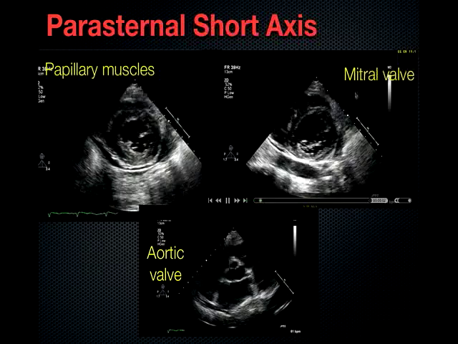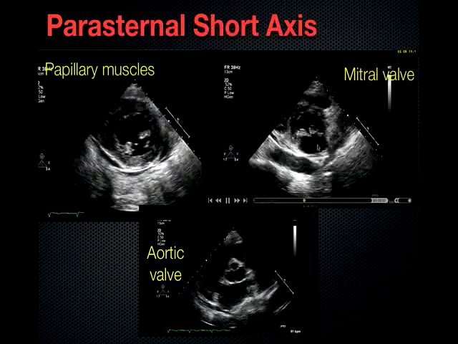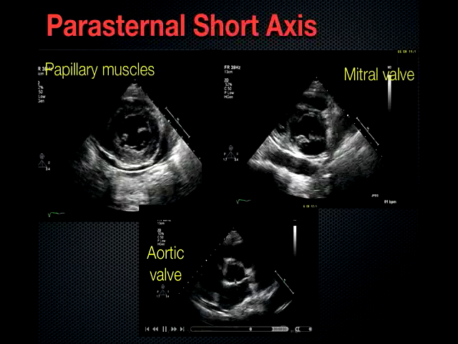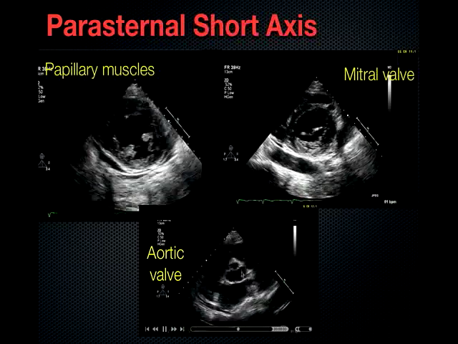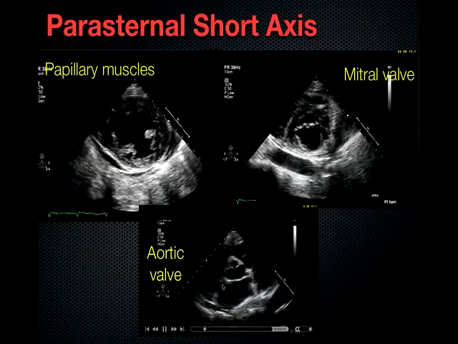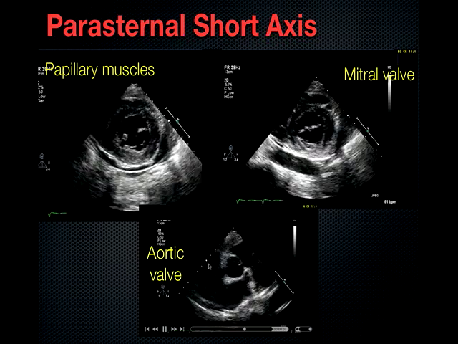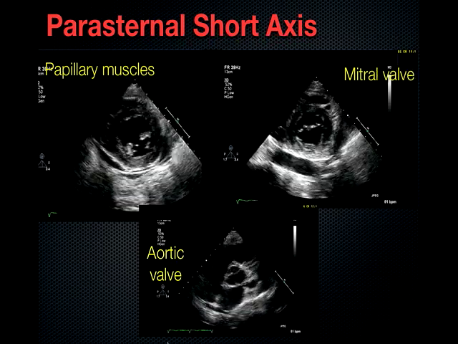Mitral valve level is the fish mouth, the anterior and posterior leaflet of the mitral valve. And the aortic valve with the three leaflets. This line right here is the interatrial septum, and so we have the left atrium and the right atrium. And you can see a little bit of the tricuspid valve coming in there.